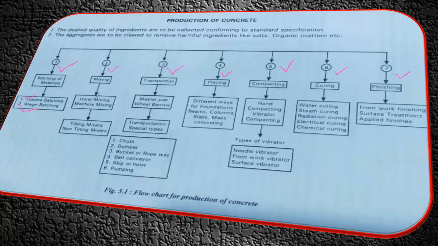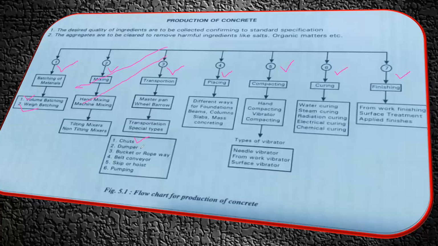Under the mixing, we can do hand mixing, which we generally see in normal construction. Otherwise you can make use of the machine, which is called machine mixing. If you're using machine mixing, we have tilting mixers and non-tilting mixers. Then coming to the transportation, you can transport concrete with the help of a master pan, or even make use of a wheelbarrow. Other than that, special types of transportation can be the chutes. We have already seen what chutes are, right? The big steel kind of platform you had seen, that is called chutes.